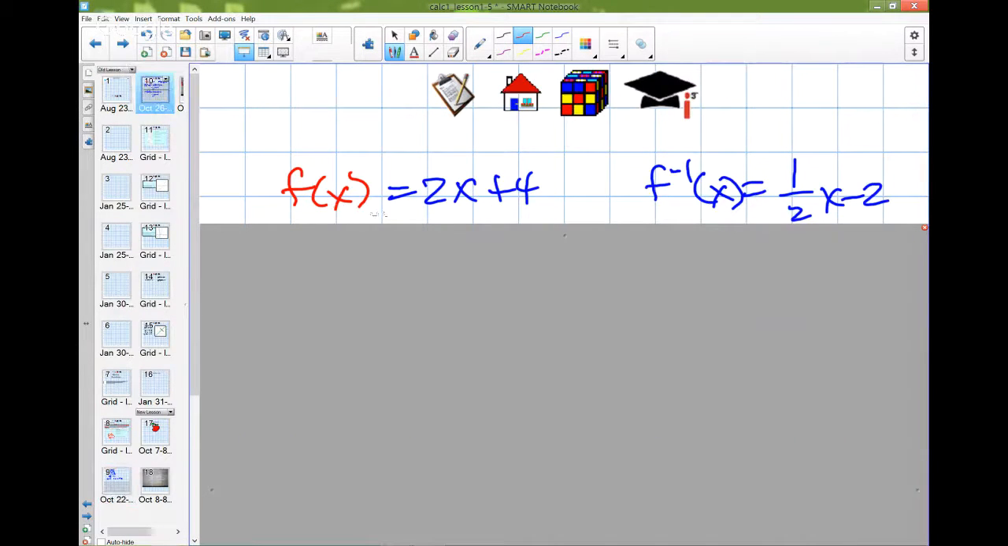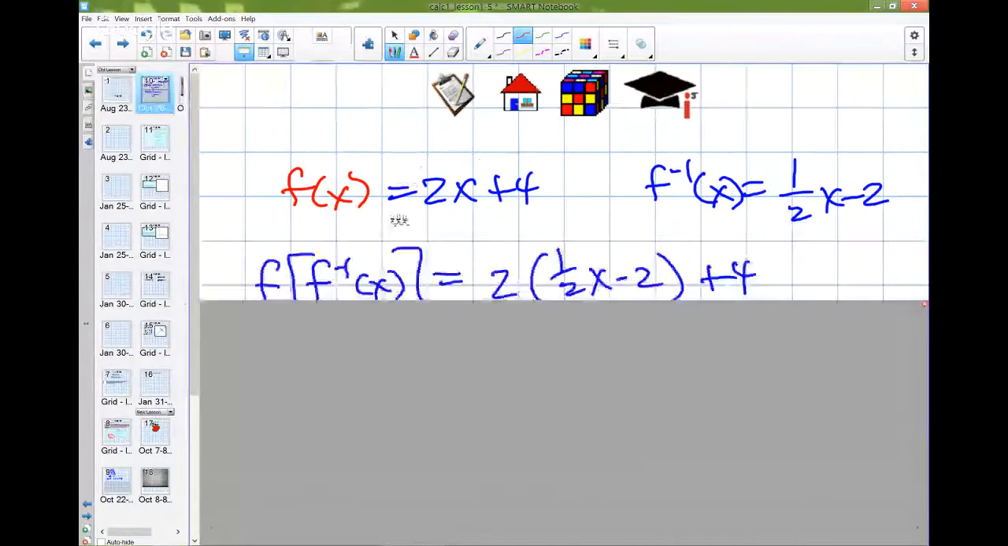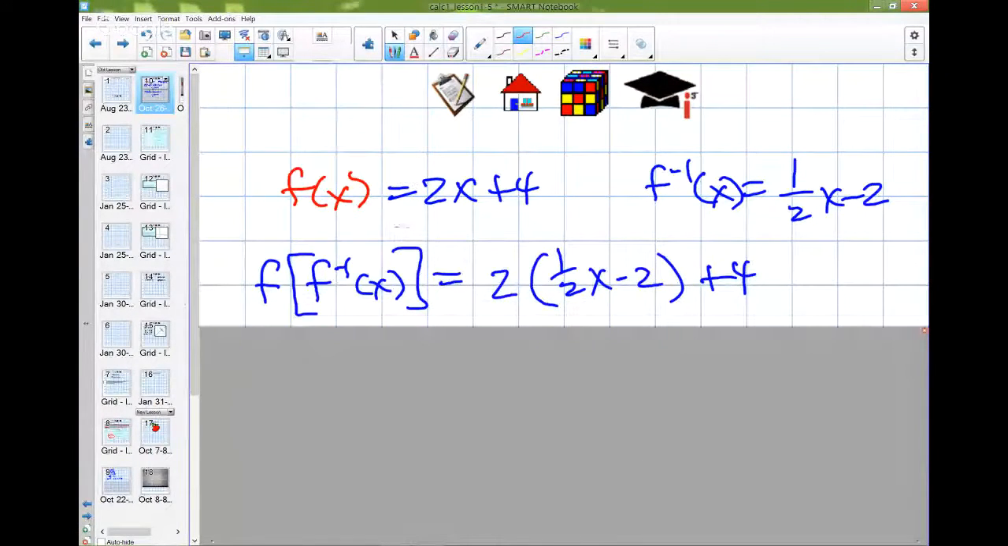Now, here's that function we just did on the left, 2x plus 4, and over here on the right, there's our inverse. Okay? Now, one characteristic of inverses is that when you compose the original function with its inverse, you will get an answer of x. Now, I think we've talked about composition of functions. Normally, f of f inverse is not equal to f inverse of f. But it is when the functions are inverses of each other.